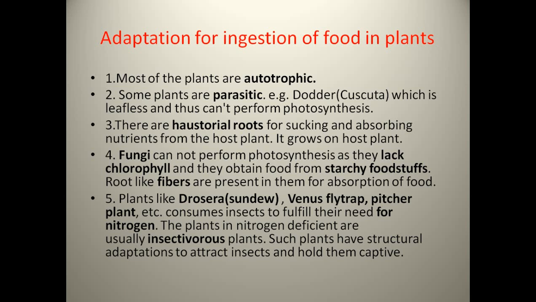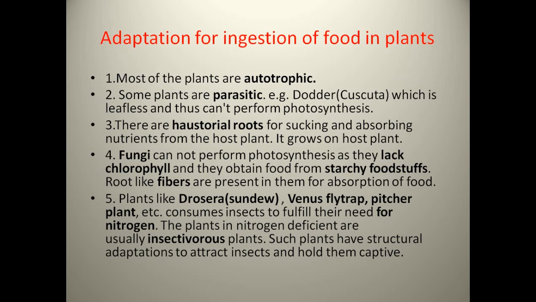Saprophytic is a different thing. Saprophytic is also dependent on another organism, but on dead and decaying organisms. But parasitic always lives in a living organism's body. Now, the example of a parasitic plant is Cuscuta. Why is it considered parasitic? Because it is leafless and thus can't perform photosynthesis. Cuscuta is leafless.